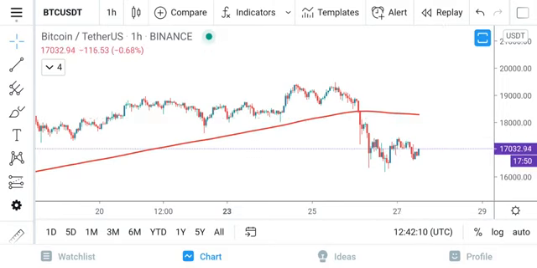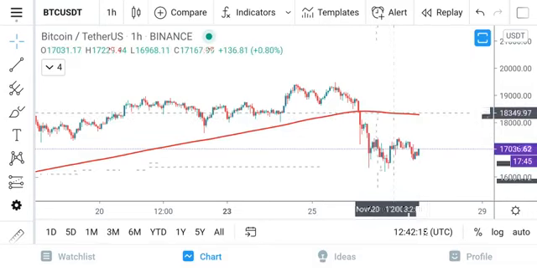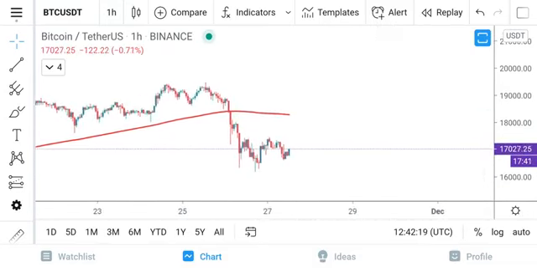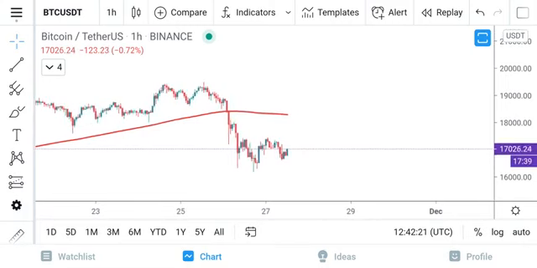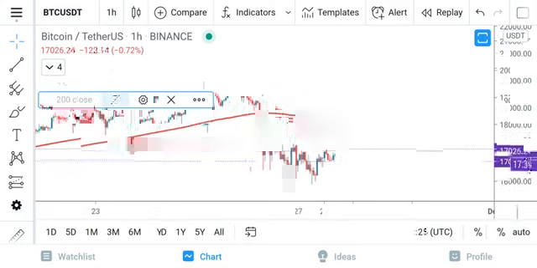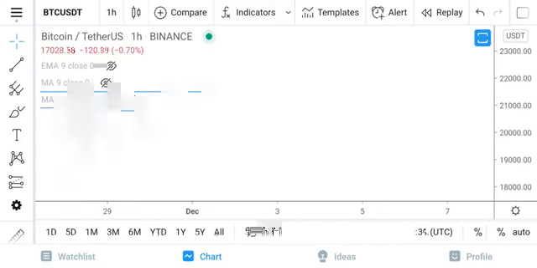Price is below the 200 period moving average. So this is how your moving average looks. You can change it to 100, you can change it to 50, to see the type of trend you are in. So that's how to use a moving average to identify trend.